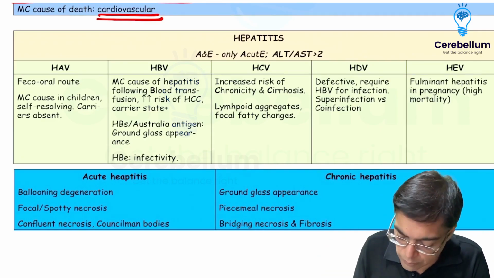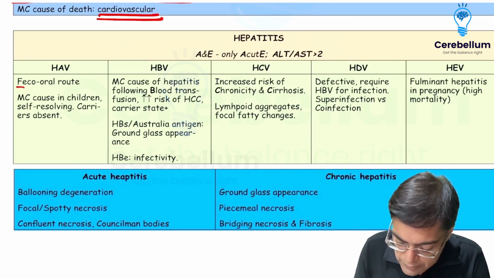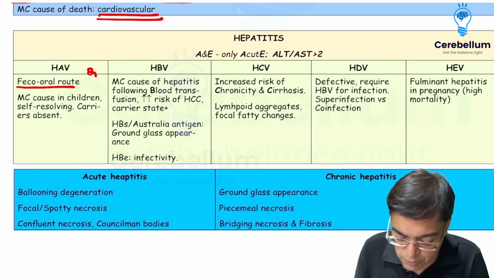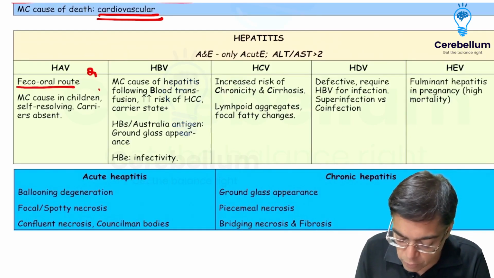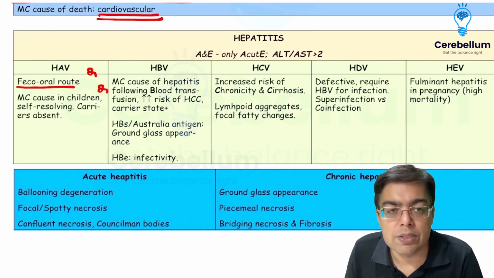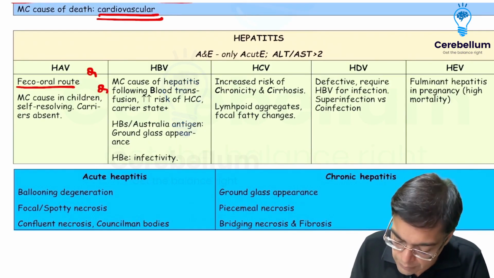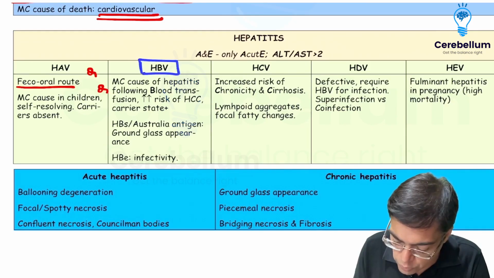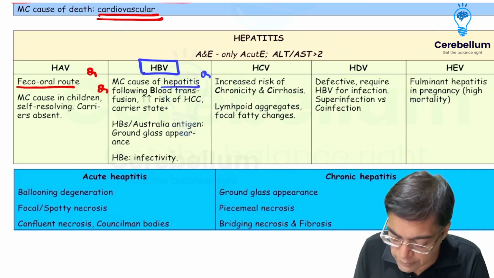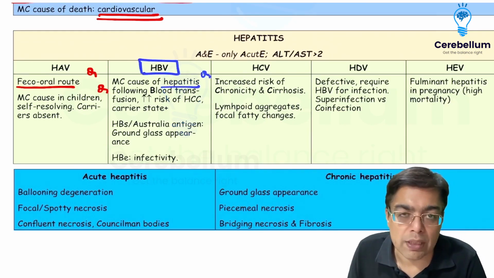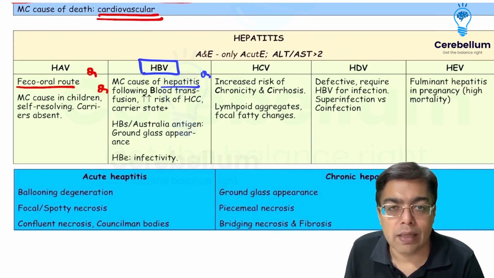Just a quick recap about the important features of individual viruses. Hepatitis A is going to be having a fecal route of transmission, and this is going to be seen very commonly in case of children. Carrier stage is usually absent. Hepatitis B, big time trouble that we need to remember over here. It is going to be a very common reason for development of hepatitis after blood transfusion, and of course it increases the risk of development of the carrier state in the patient.